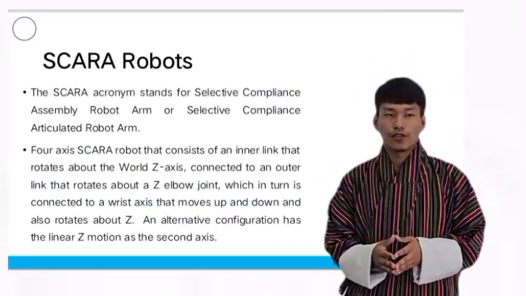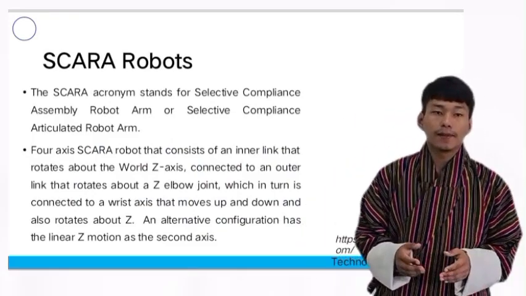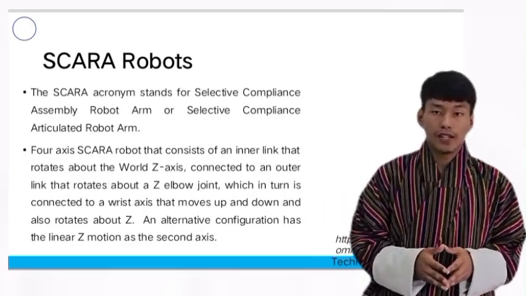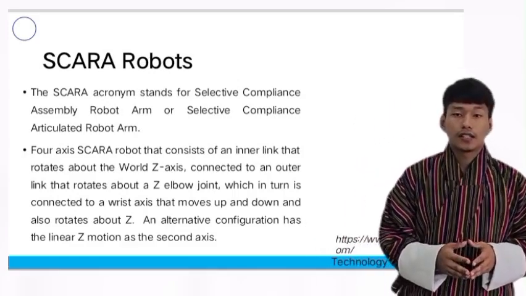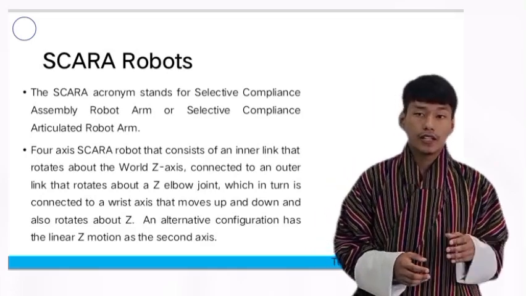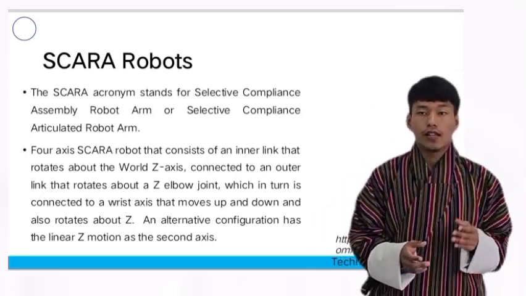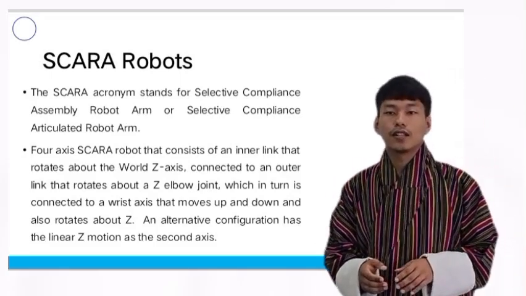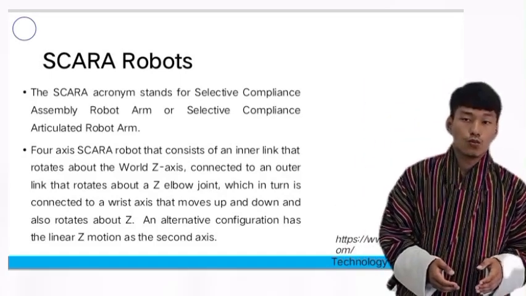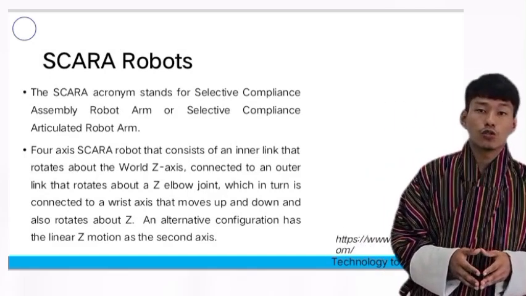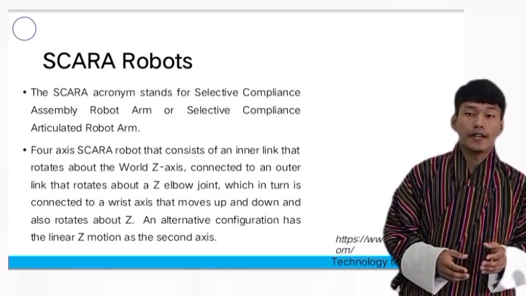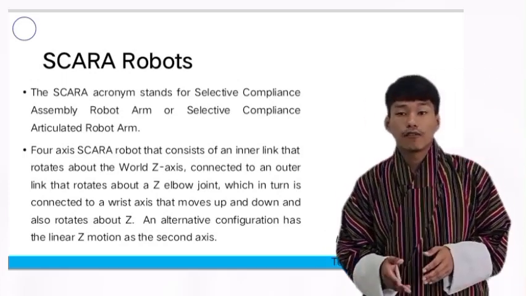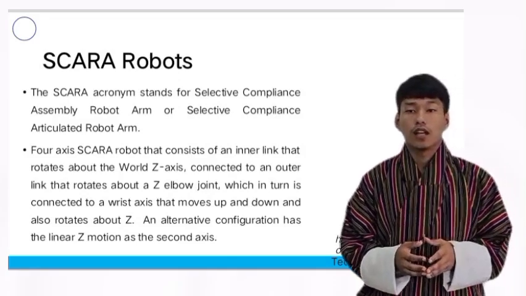Next, SCARA robots. SCARA stands for Selective Compliance Assembly Robot Arm or Selective Compliance Articulated Robot Arm. A 4-axis SCARA robot consists of an inner link that rotates about the world z-axis, connected to the outer link that rotates about a z elbow joint, which in turn is connected to the wrist axis that moves up and down and also rotates about the z-axis. An alternative configuration has the linear z motion as the second axis.